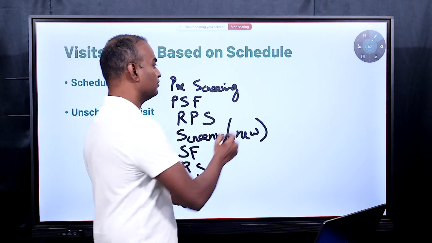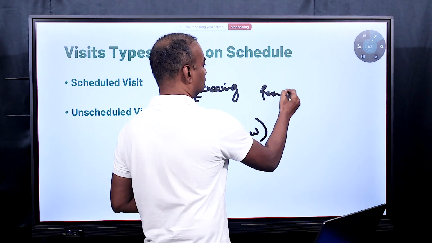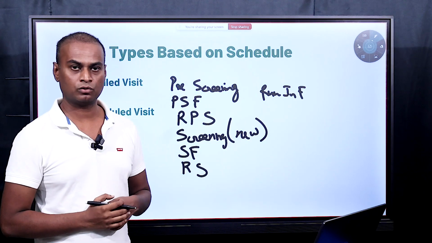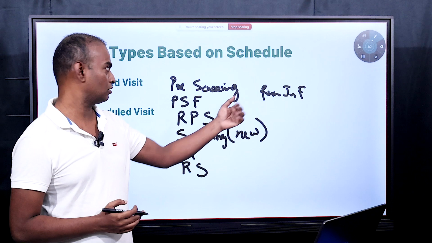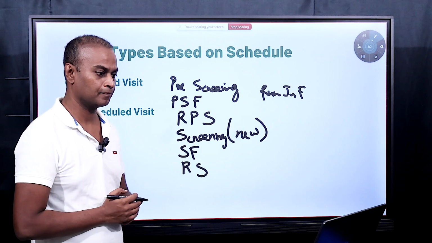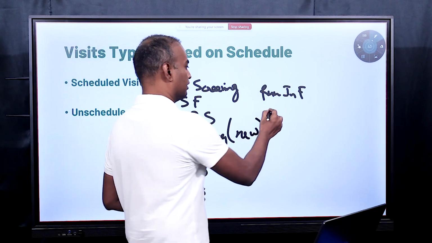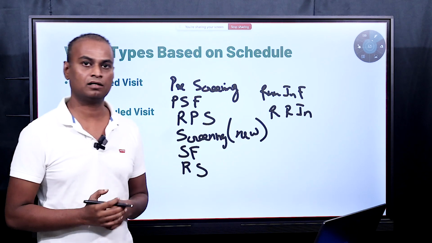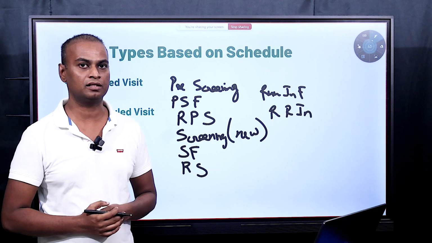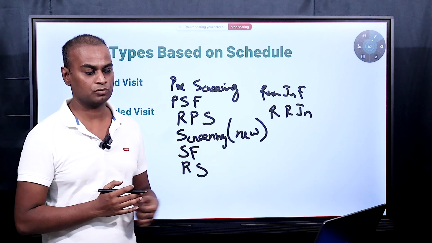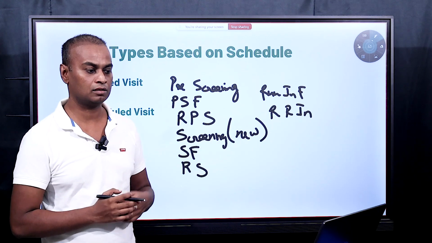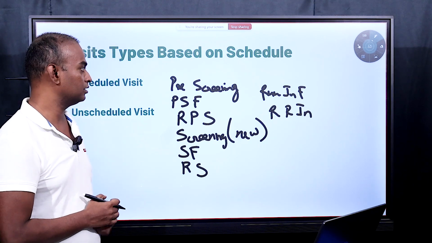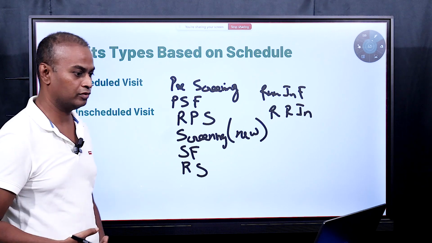Next one is run-in failure. Run-in failure, also we don't know when we have to run-in fail the patient. That's the reason it also comes under unscheduled visit. Next one is re-run-in. Even re-run-in, our system will not have a date for it. This has to be decided on the go. So re-run-in is also an unscheduled visit.